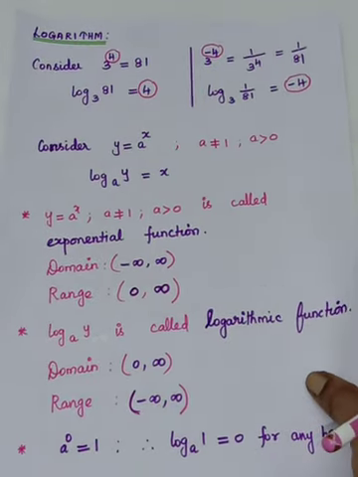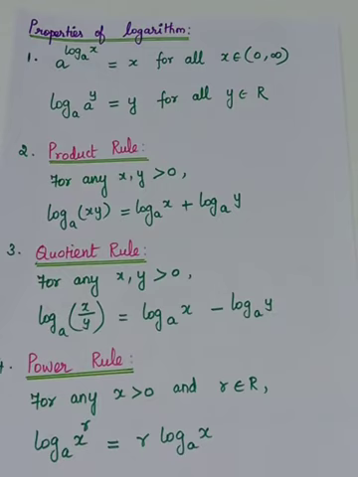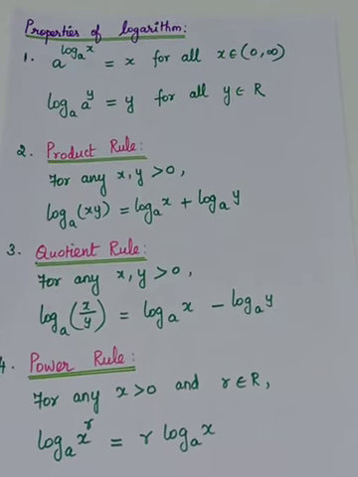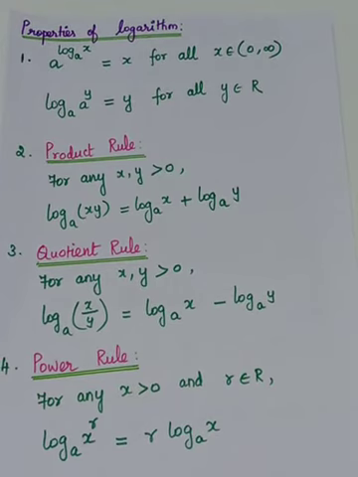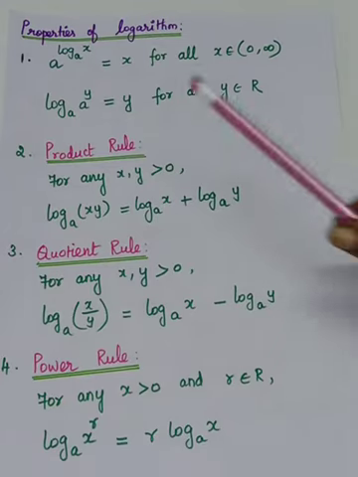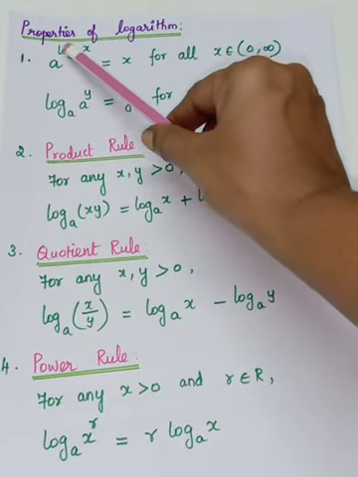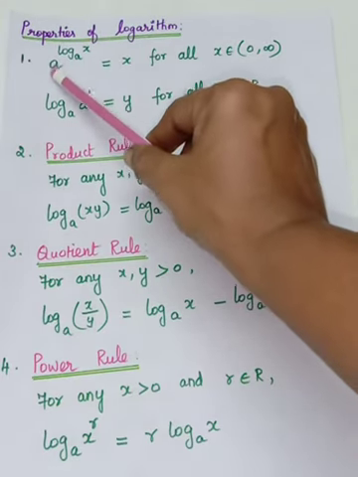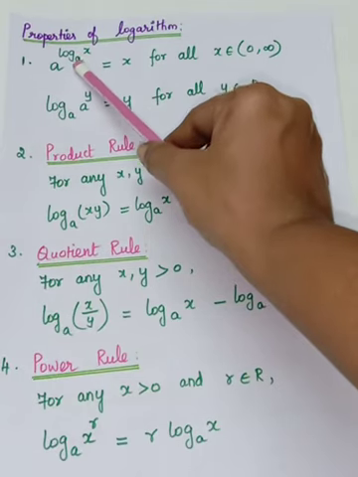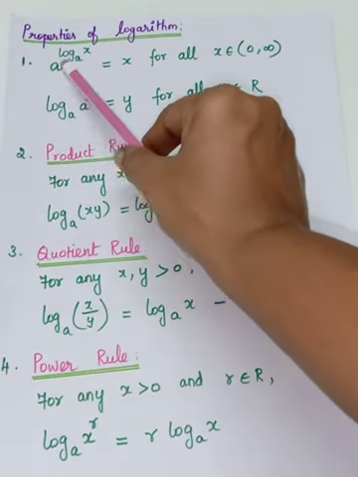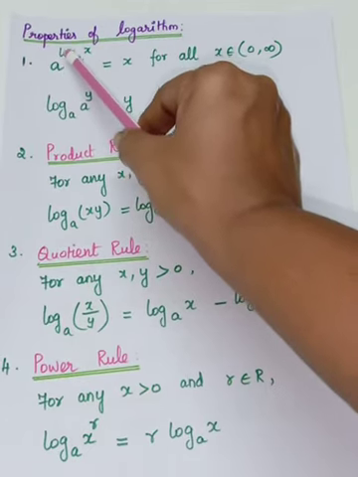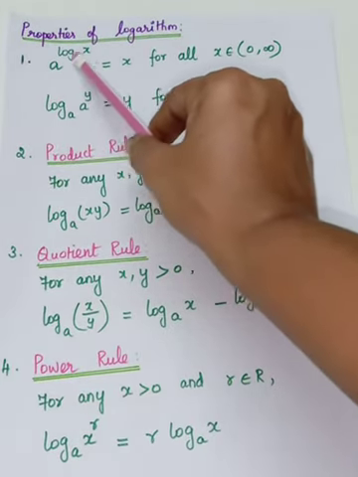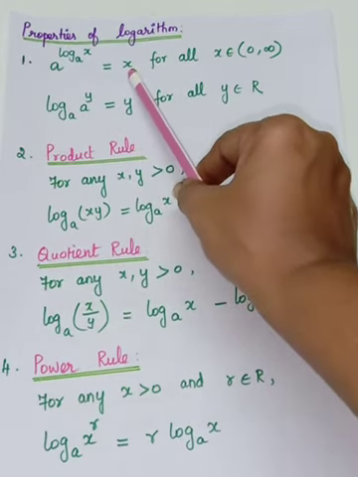Now see the properties of logarithm. These are very important rules, and with these rules only we are going to solve the problems, so you have to understand the properties of logarithm. Look at the first property: a power log x to the base a. The base should be in the suffix. Keep in mind, if the base of the exponential function and the base of the logarithmic function are equal, the answer is x.